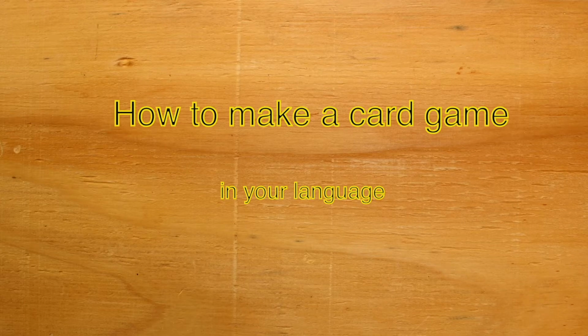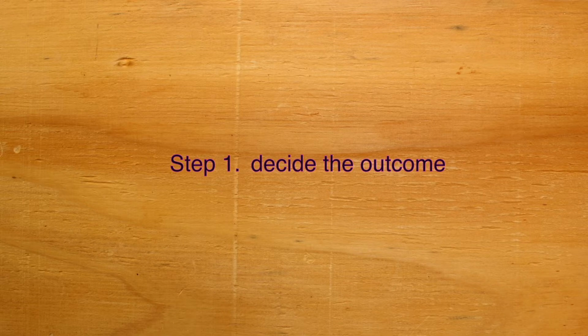Okay, so today we are going to learn how to make an educational card or board game in your language. We're going to go through 5 steps. Step 1, decide the outcome. By that, I mean we need to decide what kind of language we are targeting. What do you want your learners to know or be able to do or learn from playing the game?